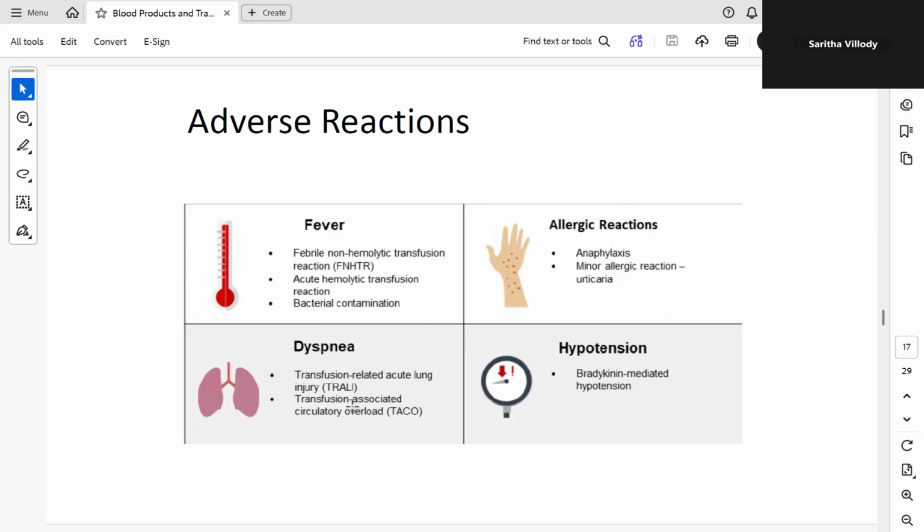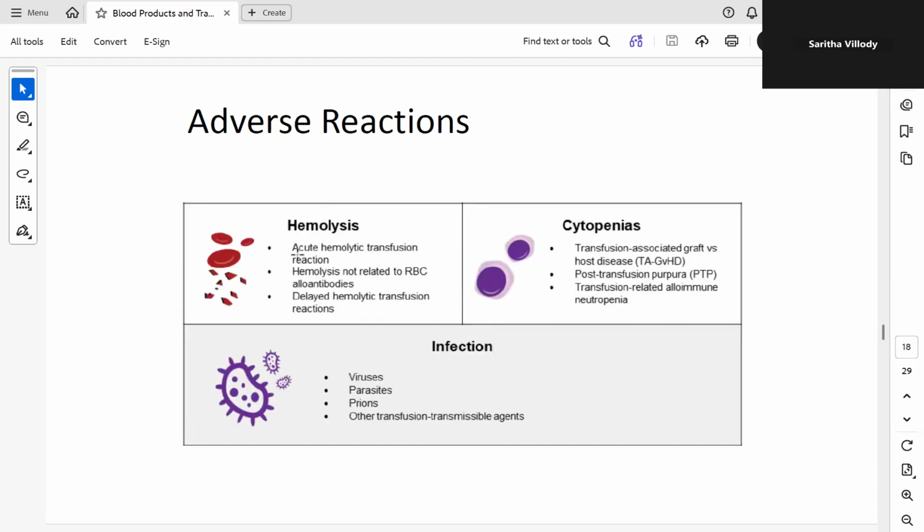Dyspnea, which could be related to TRALI or TACO. Hypotension, which is like an immune-mediated response. Again, remember we talked about TRALI, that there could be hypotension. Hemolysis, acute hemolytic transfusion reaction.